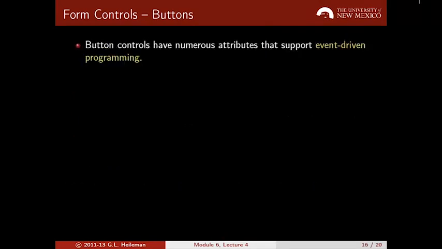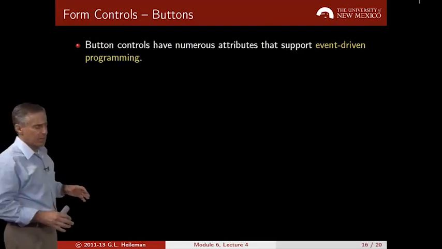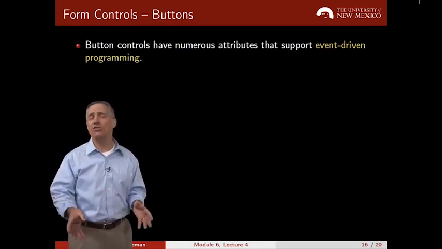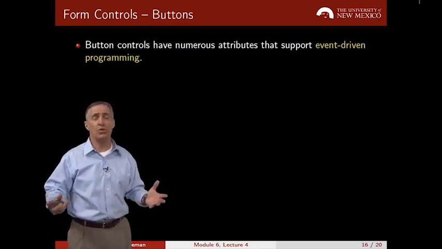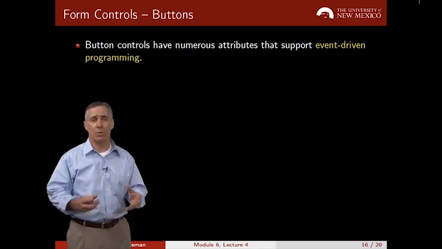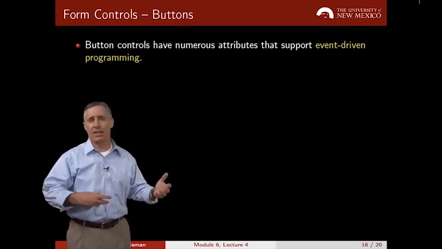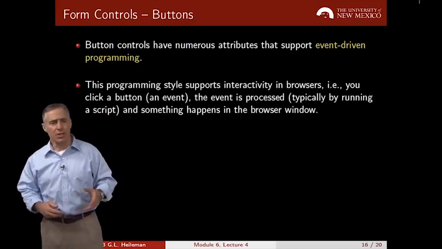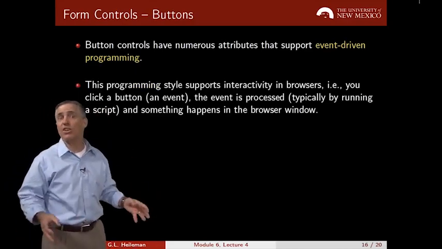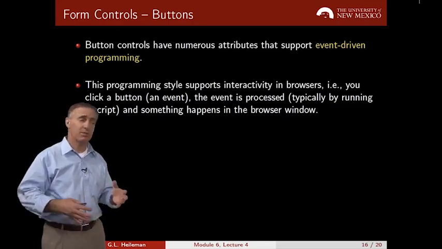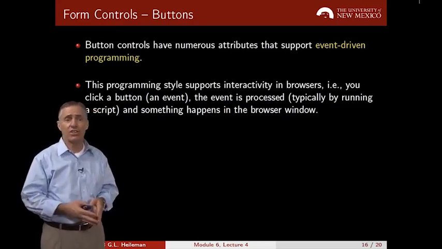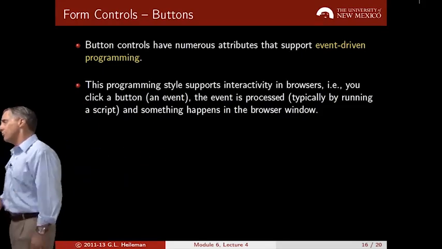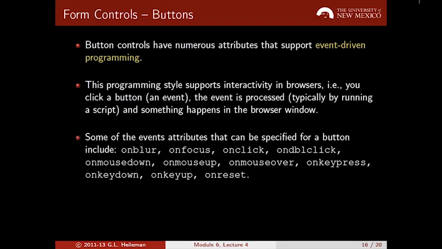Now, buttons have numerous attributes associated with them that create this event-driven programming paradigm. That's what you're doing in a web page, right? In a web application, you're clicking buttons, and then the application is responding to that. That's event-driven programming. This programming style supports interactivity in the browser. You click a button, an event happens, and the event is processed, typically by executing some JavaScript, and then the browser is changed. What's in the browser window changes.